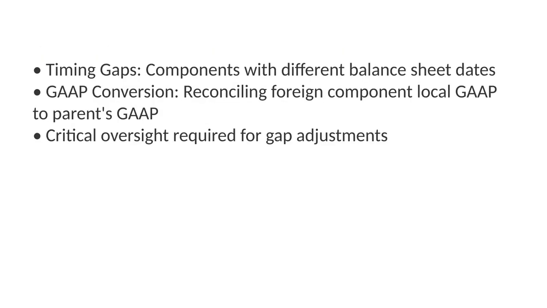First, let's look at the common challenges an auditor faces. One major issue is timing. Sometimes, a component's financial statements are not drawn up on the same balance sheet date as the parent's. You'll need to be mindful of this gap. Similarly, if you're dealing with a foreign component, you must ensure that the local GAAP of that component is correctly converted to the GAAP used by the parent for consolidation.